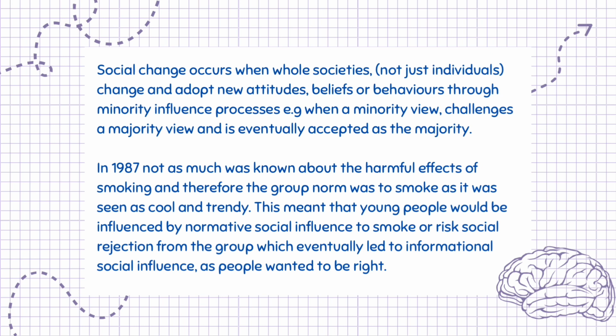In 1987, not as much was known about the harmful effects of smoking, and therefore the group norm was to smoke as it was seen as cool and trendy. This meant that young people would be influenced by normative social influence to smoke or risk social rejection from the group, which eventually led to informational social influence, as people wanted to be right.